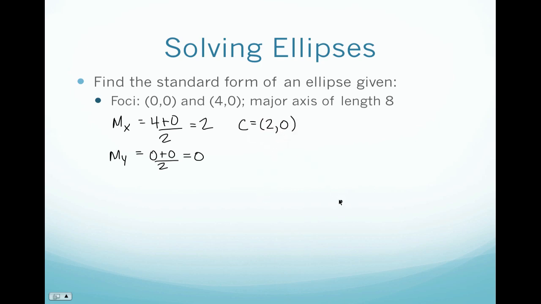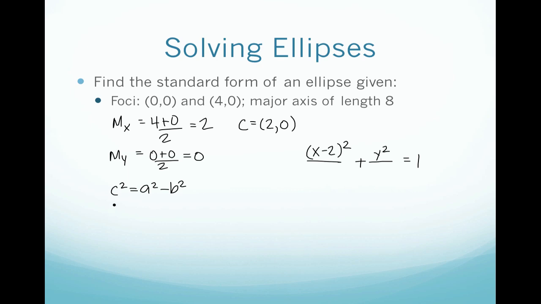So we can already start to write the equation of our ellipse. We're going to have (x - 2) squared over the major axis term, plus (y - 0), which is just y squared, over the minor axis term, and this equals 1. Okay, so we need to find a and b in terms of our major axis and minor axis. And remember, we have the equation c squared equals a squared minus b squared. We know the major axis, and we can also find c. So we'll use that information to eventually solve for b.